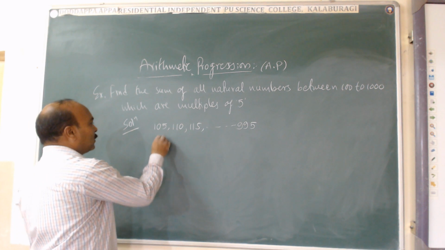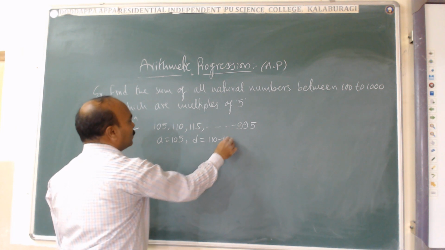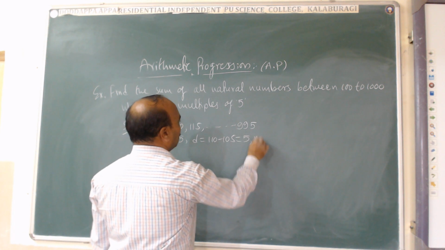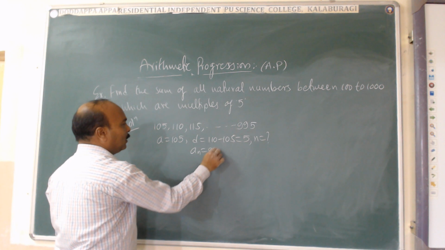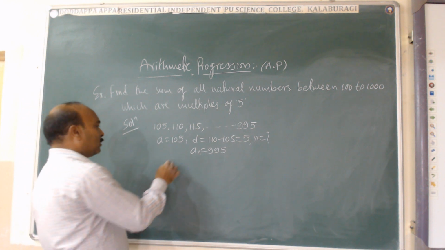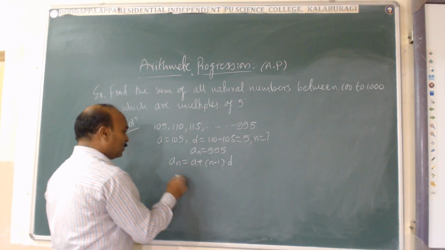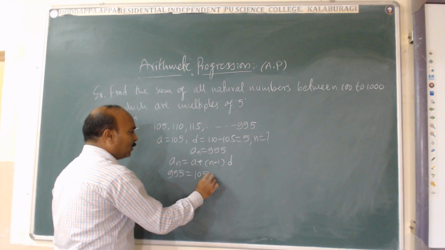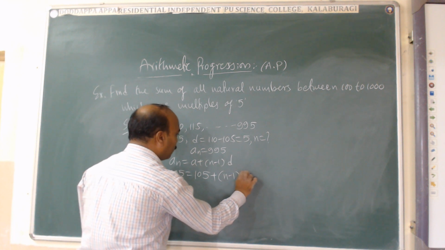For that, first you take a equal to 105, d equal to 110 minus 105, it is 5, and n you don't know. Finding n first, an is given, it is 995, because it is the last term of the AP, that is an. Now we can use the an formula. An is a plus n minus 1 into d. It is 995 equal to 105 plus n minus 1, d is 5.